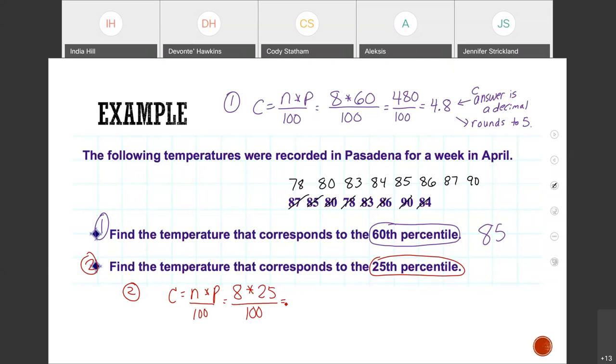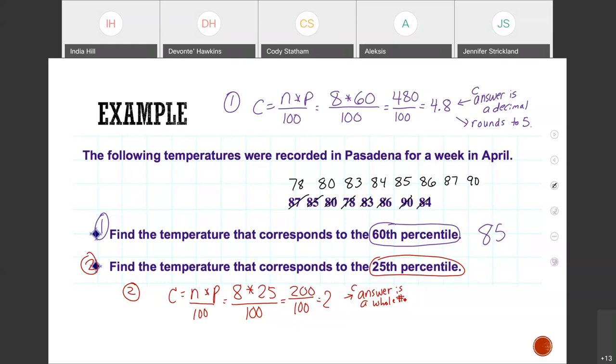Okay, so 8 times 25 is 200. Divide by 100 and we get 2. So the answer is what we refer to as a whole number. It does not have the decimal at all. So that's our other case: what do we do if this C value turns out to be a whole number?